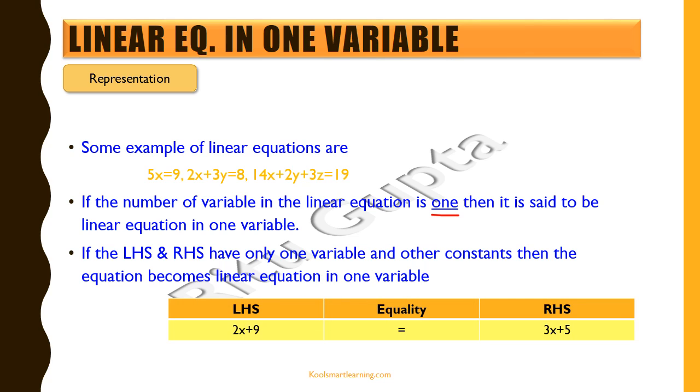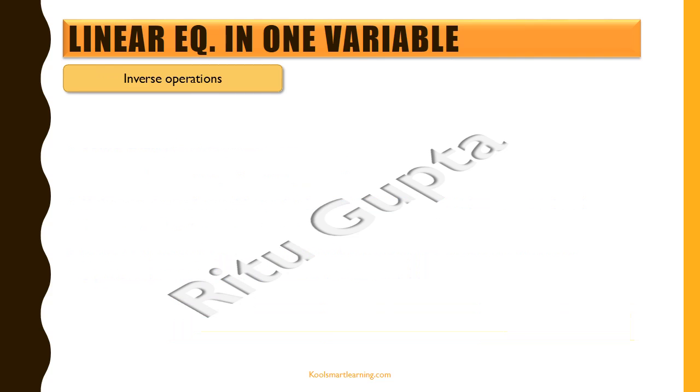An example is 2x plus 9 is equal to 3x plus 5. Now here we see that the number of variables is just one, which is x, but it is being used both on the left hand side and the right hand side, and it still is a linear equation in one variable.